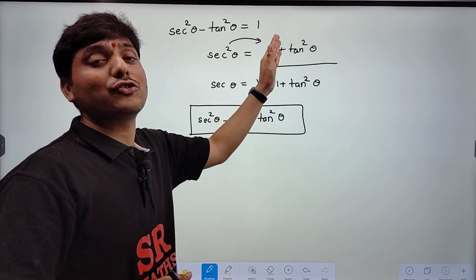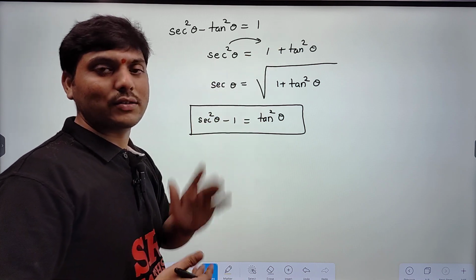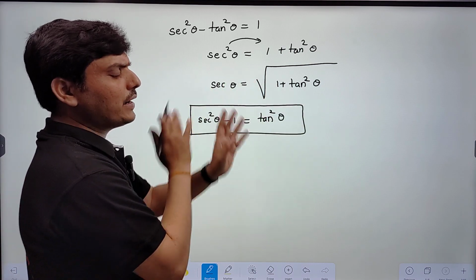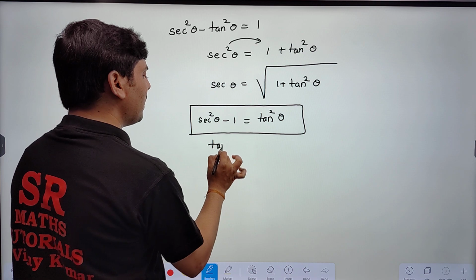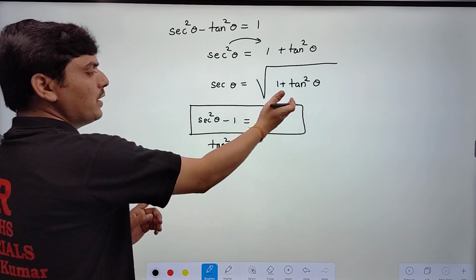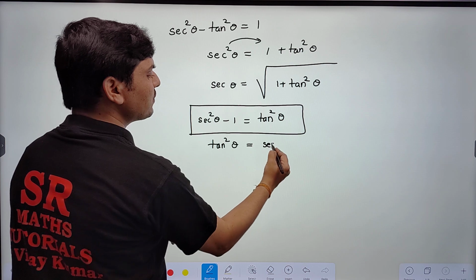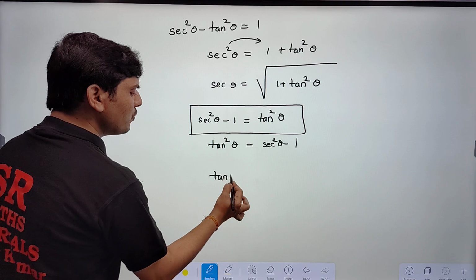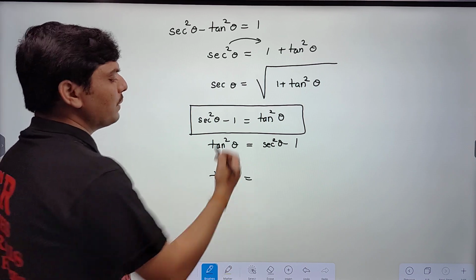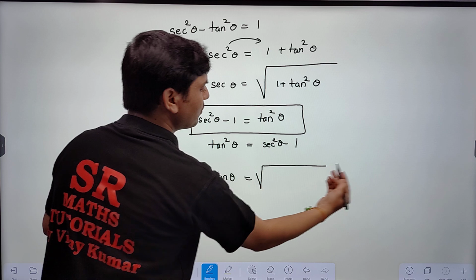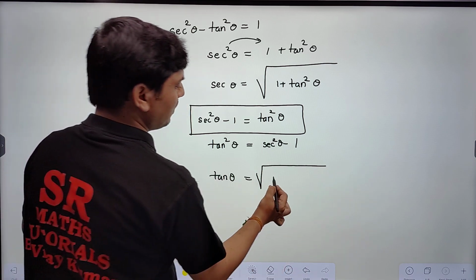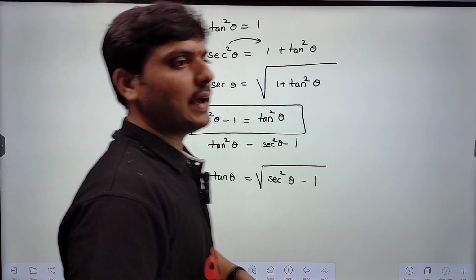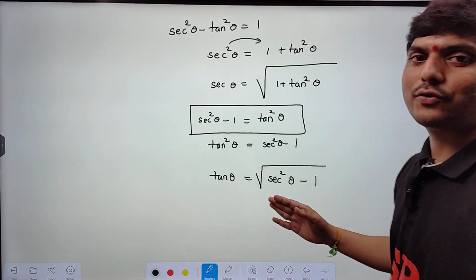The concept is tan square theta is equal to secant square theta minus 1. What do you say about finally these two concepts, left to right or right to left? So my formula is tan square theta is equal to secant square theta minus 1. I want only tan theta. When a square moves from left to right or right to left, it becomes a square root, and the remaining terms inside the root stay as they are. Tan theta is equal to under root secant square theta minus 1.